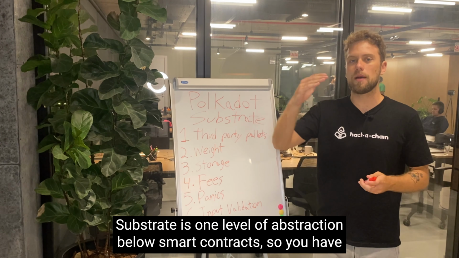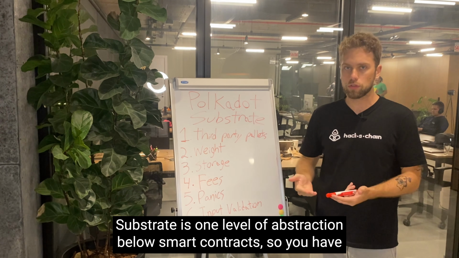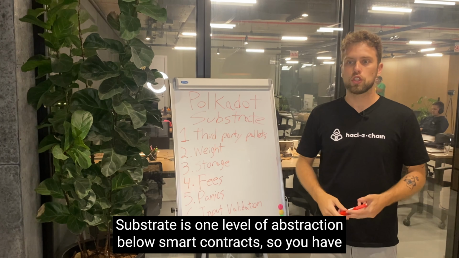Substrate is one level of abstraction below smart contracts. So you have to worry about things like consensus, crypto economics, and other ways of keeping your network working, even in the face of adversaries and hackers. So we have to think about this when thinking about Substrate security as well. So keep in mind that this is indeed more complicated than a simple smart contract, and it requires a more sophisticated team and better engineering to pull a full Substrate chain into production.